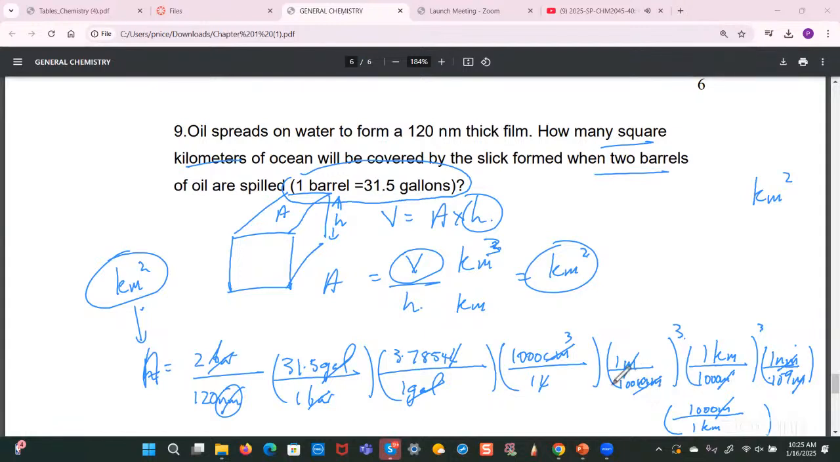So the answer I got is, and I have to round down to 2.6. So the answer I got here is 2.0 kilometers squared.